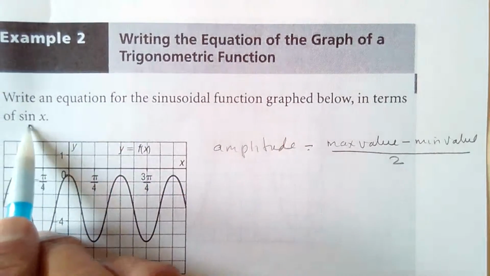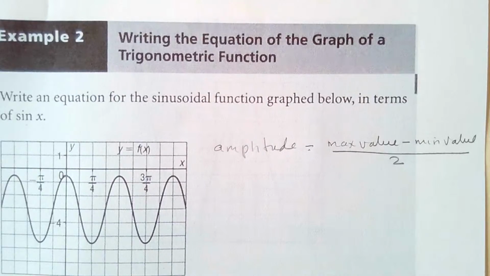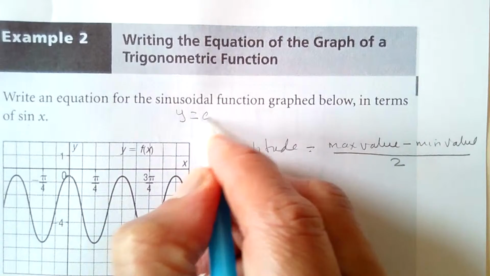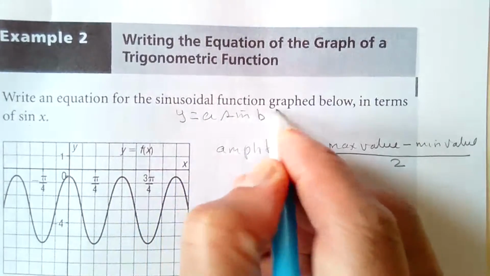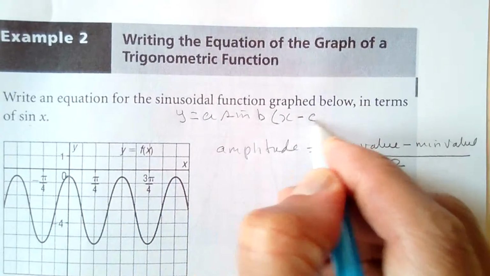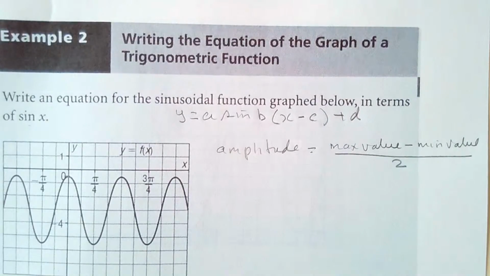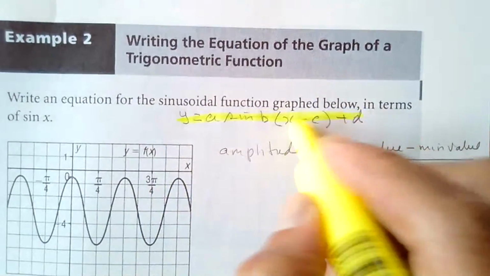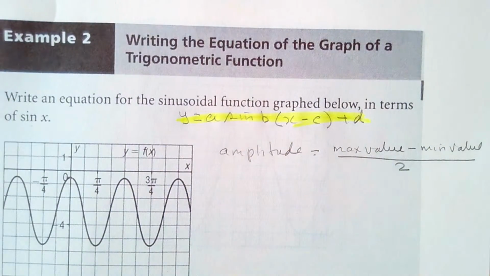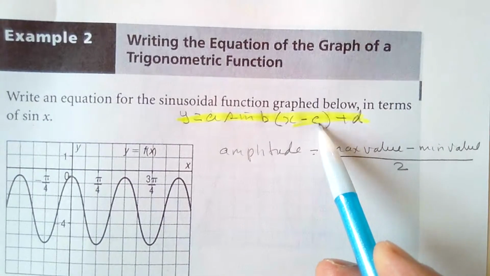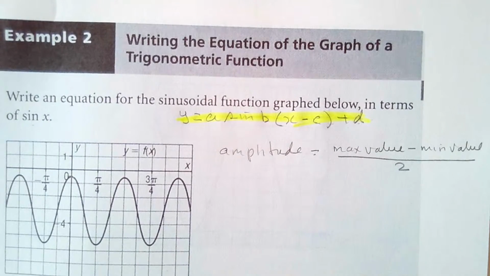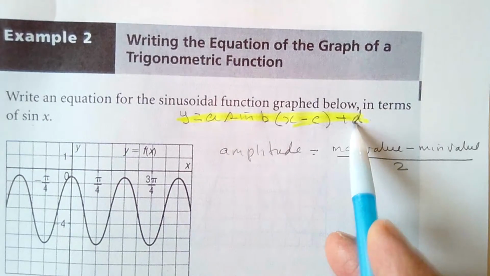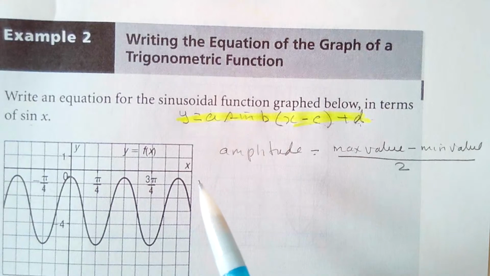So they ask us to write it from a sine. Now, remember, our equation should be in the form y is equal to a sine of b x minus c, plus d. So we have to write this equation in this form. What are we looking to find? We are looking to find a, b, c, and d if they're other than 0. Once we have the a, b, c, and d, we substitute the values in here, and we have our equation.